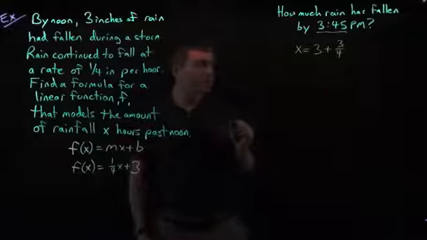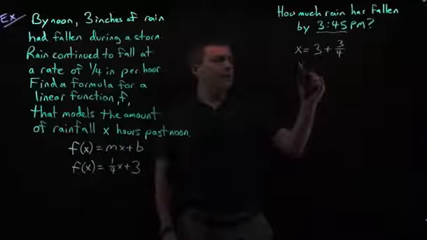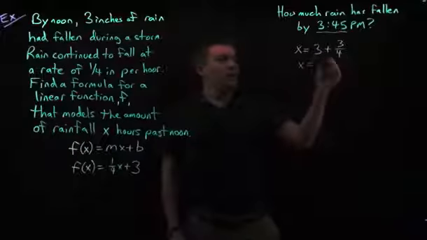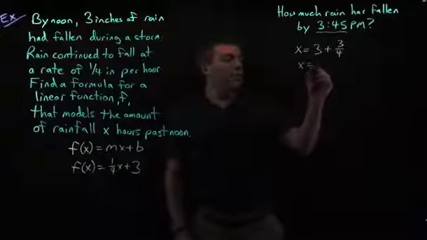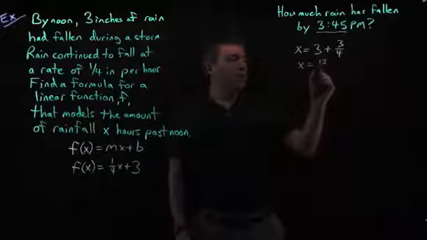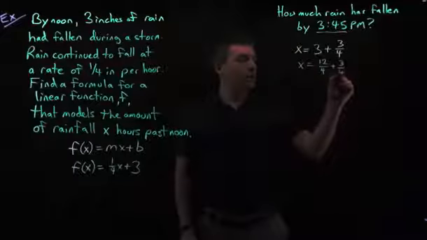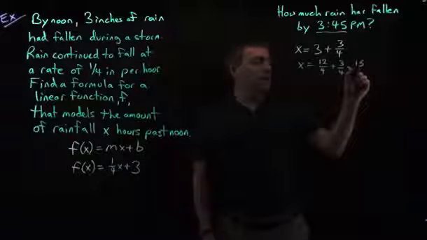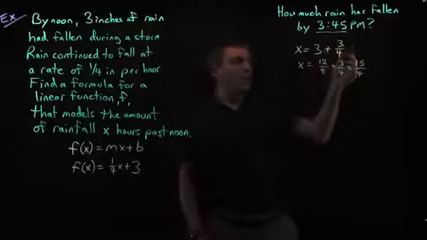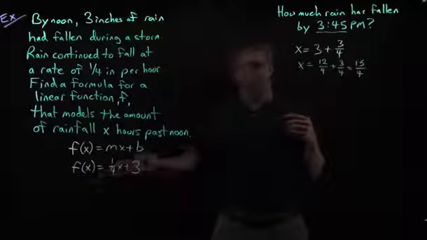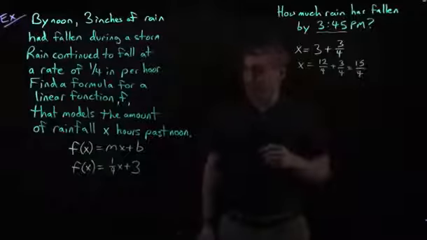3/4 of an hour. All right, let's make this one improper fraction. So we can convert the 3 into quarters by multiplying by 4/4. That gives us 12/4 plus 3/4, which gives us 15/4. Okay, so 3:45 p.m. translates, in our function, to an x value of 15/4 hours.